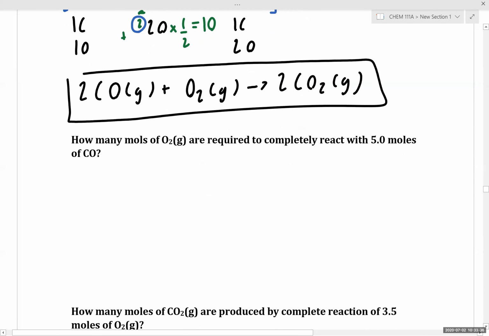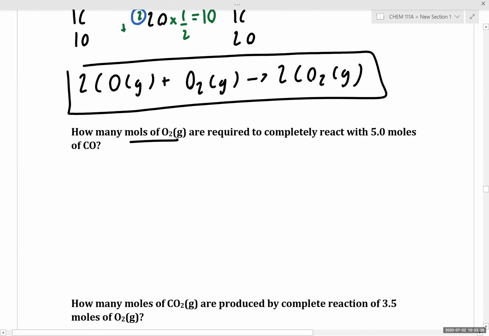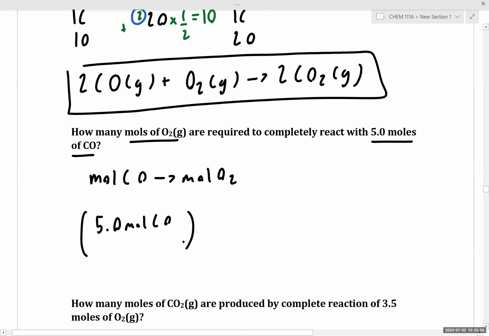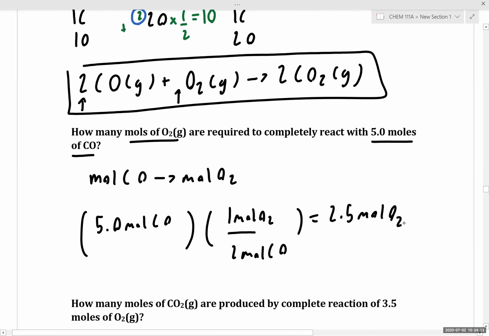Okay, so now let's answer the question, how many moles of oxygen are required to completely react with 5 moles of carbon monoxide? Okay, so we're going from moles of carbon monoxide to moles of oxygen. So we have 5.0 moles of carbon monoxide, and reading off from our coefficients, we have 1 mole of oxygen per 2 mole of carbon monoxide, which gives us 2.5 moles of oxygen. We've done this conversion before in an earlier example.